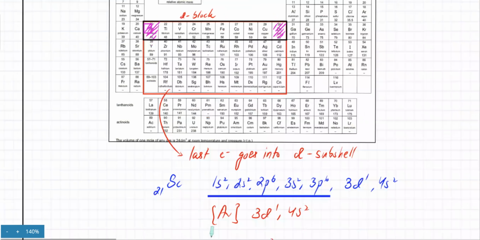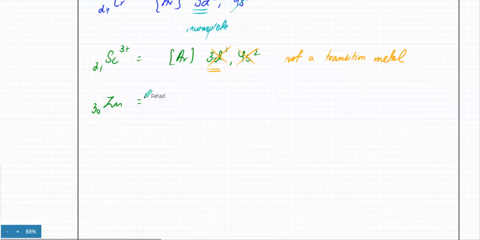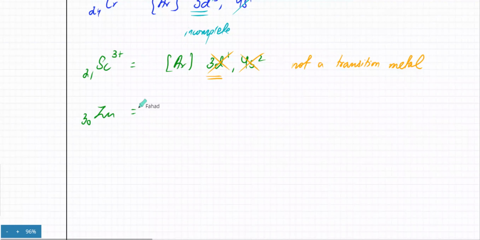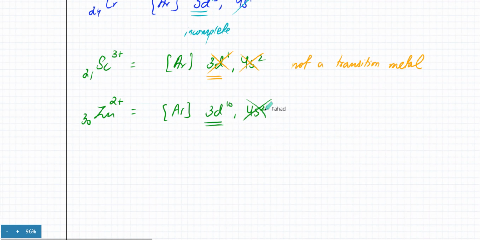So why is zinc not a transition metal? If you look at normal zinc, it's going to have an electronic configuration of argon, followed by 3d10 and 4s2. But if you look at the zinc ion, zinc forms a 2 plus ion. That's the stable ion. Electrons would be lost from the 4s. The d is not incompletely filled. It is completely full. So again, by definition, this is not a transition metal.